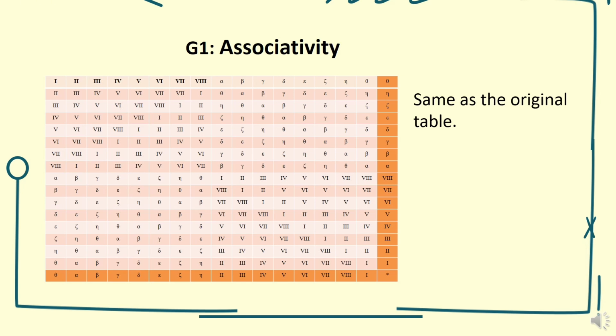The values are the same. The rows and columns have the same outcome as the original table. Therefore, this table is associative. Okay? So now we have proven that this table is associative. The next one is identity element exists.